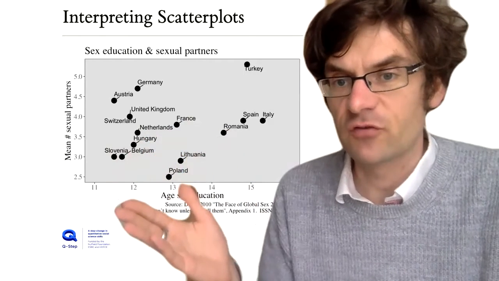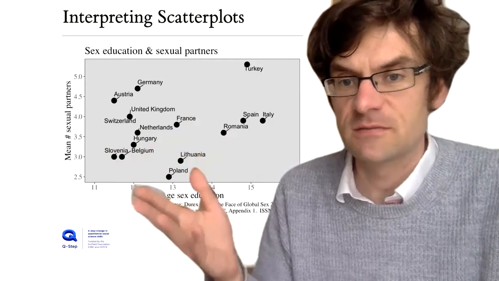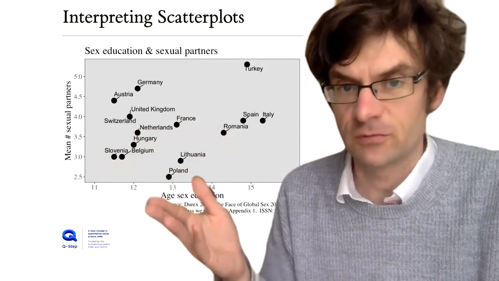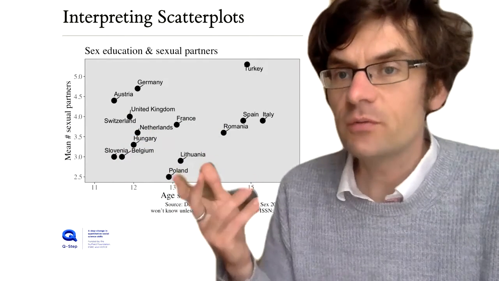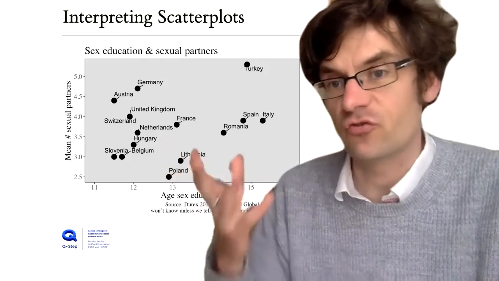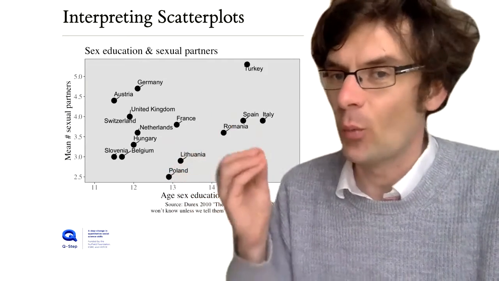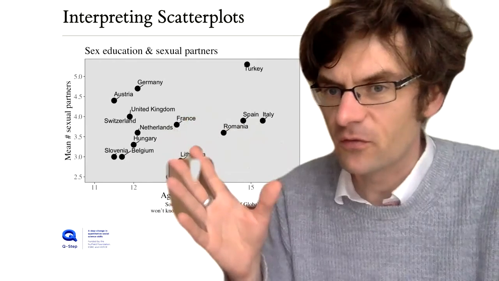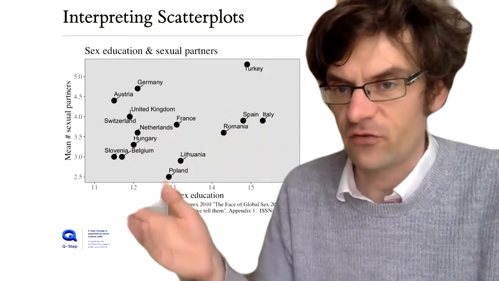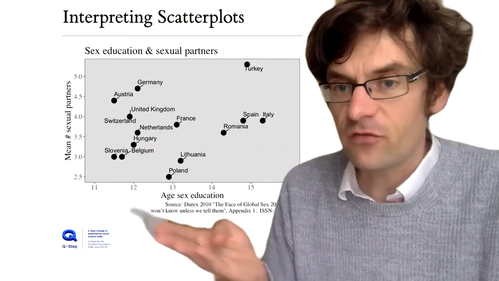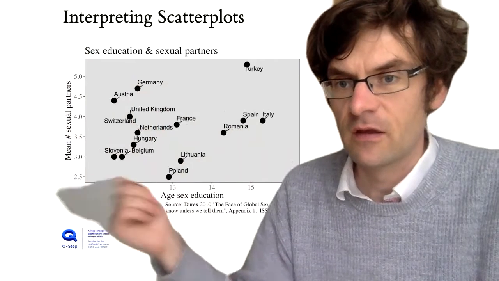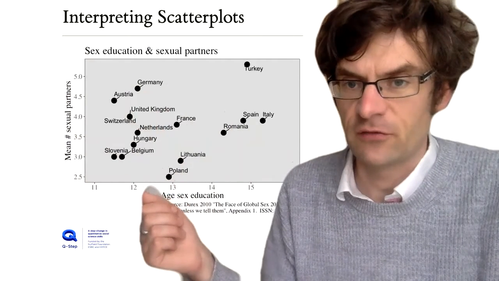You see the labels for the countries showing the mean ages for sex education, as well as the mean number of sexual partners. So what do we do when interpreting scatter plots? We have to first, and you should always do this, and you train yourself, start looking at what do we see? Not to interpret what's presented, but what is actually displayed. And the first thing to look at are the axes. Here, the x-axis is the age of sex education, and the y-axis, the mean number of sexual partners.